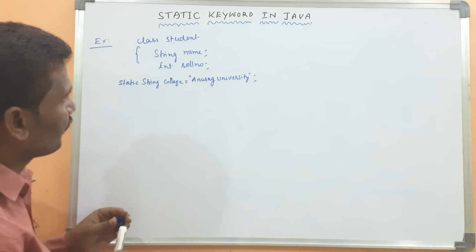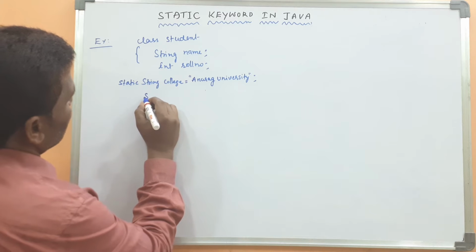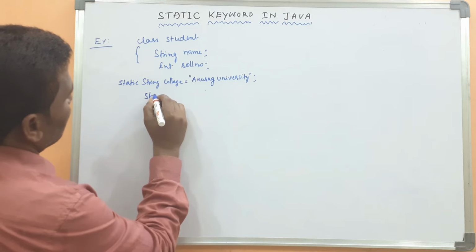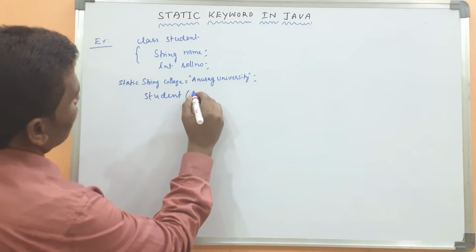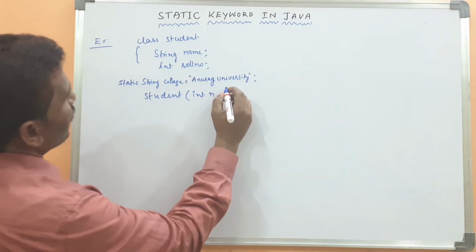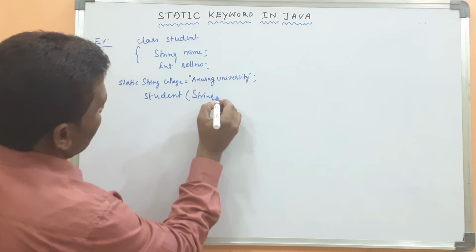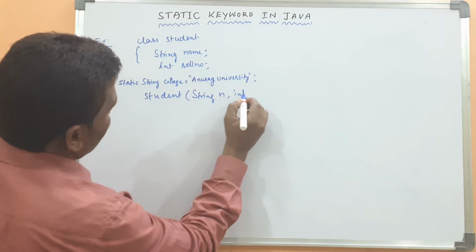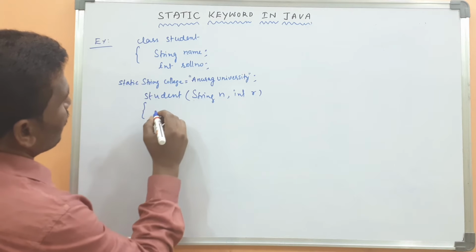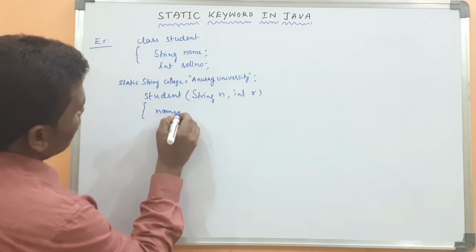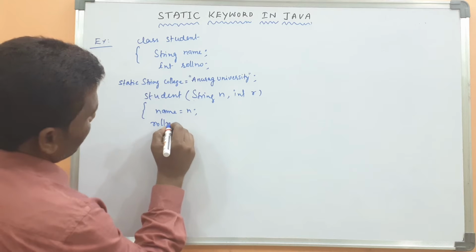Then after that, name equals n, roll number equals r.